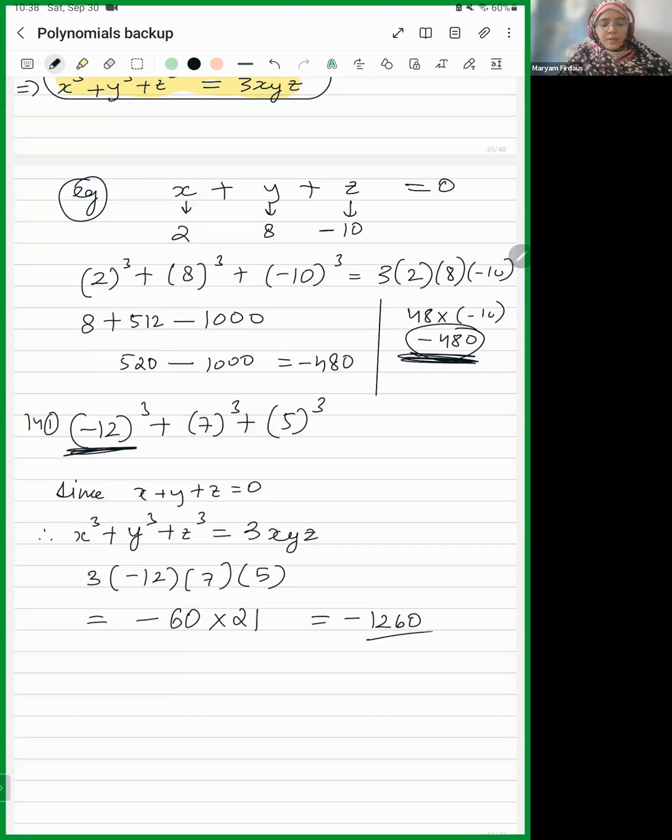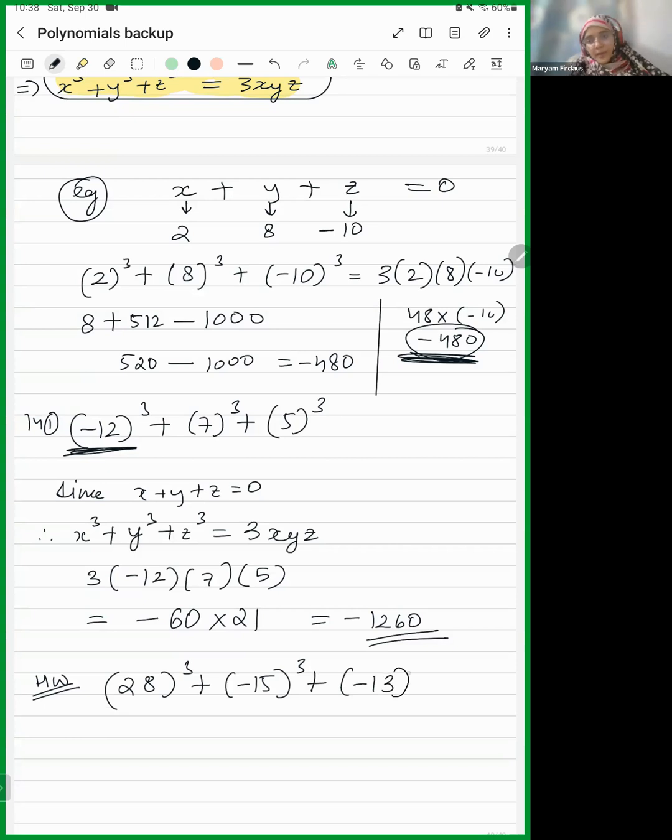Okay, just one last question for homework. The same thing you are supposed to apply: 28 cube plus minus 15 cube plus minus 13 cube.